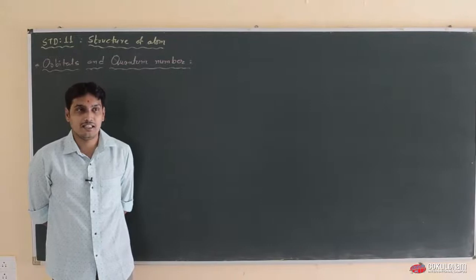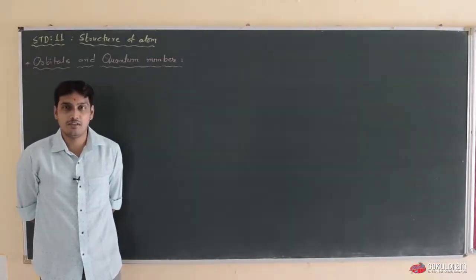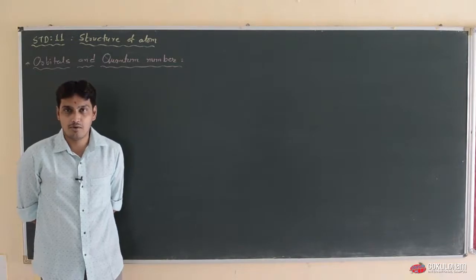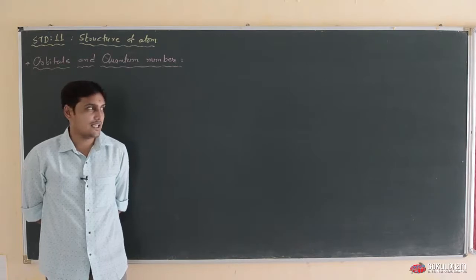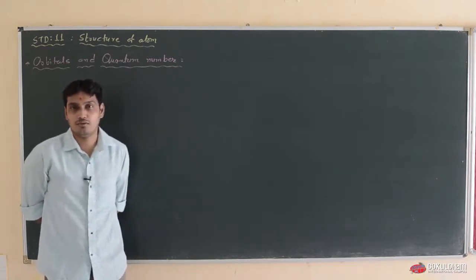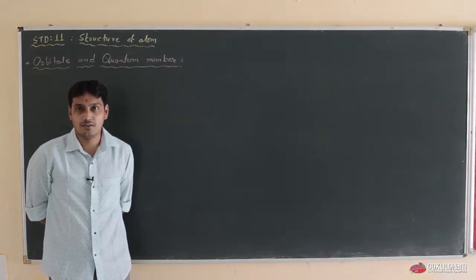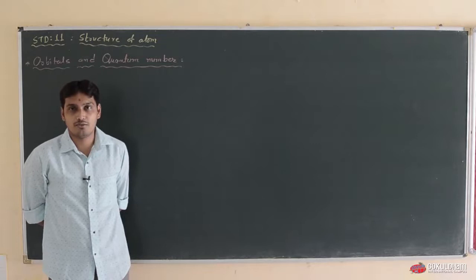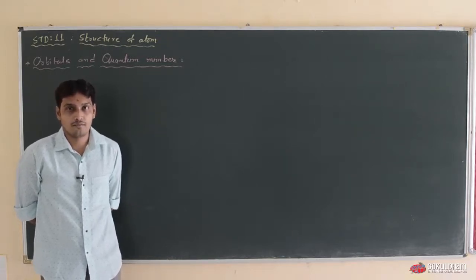Suppose we take the example of sodium. The number of electrons present in sodium is 11, but the number of orbitals present in sodium is 3, because the electronic configuration of sodium is 1s2, 2s2 and 2p6. Ten electrons are there in 3 orbitals and another one is 3s1. So the total number of electrons is 11 and the number of orbitals is 4.